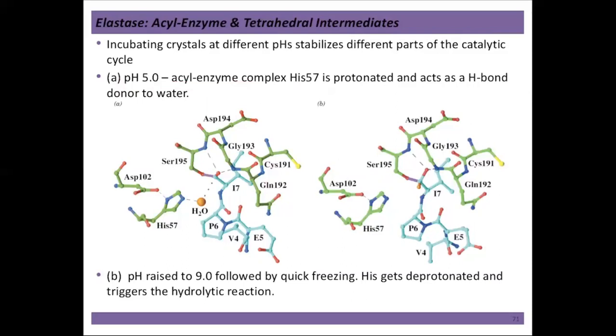If you get the pH and raise it to 9 and then you freeze it, the histidine gets deprotonated and triggers the hydrolytic reaction. So just to let you know, they do some tricks to understand the mechanism, and crystallography can reveal some insights, but typically crystals are just capturing a very homogeneous state of the enzyme. So NMR is very good at probing mechanisms, but you can also do it in crystal structures. You just have to tweak the conditions a little bit to get some mechanistic information out of them.